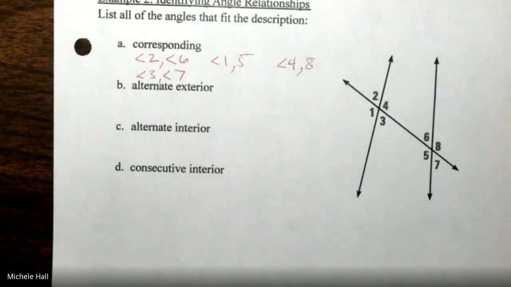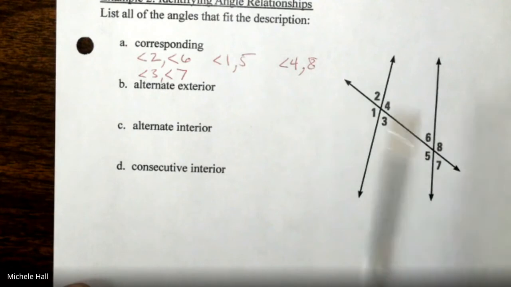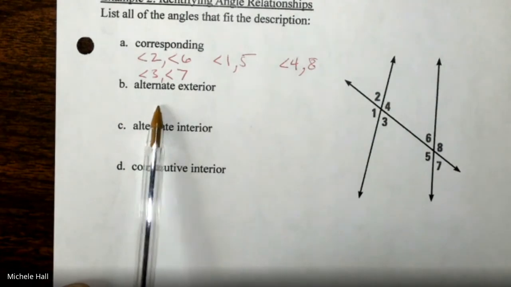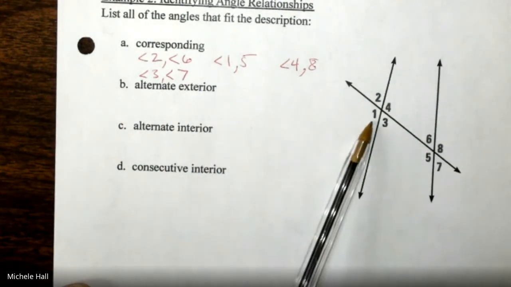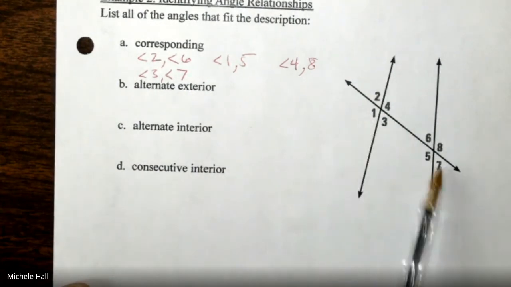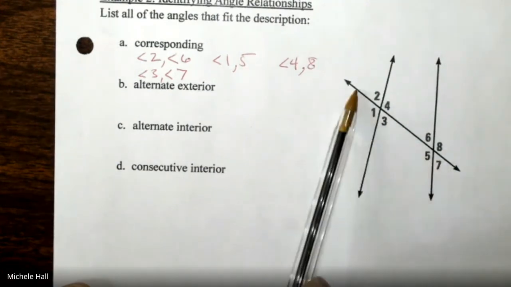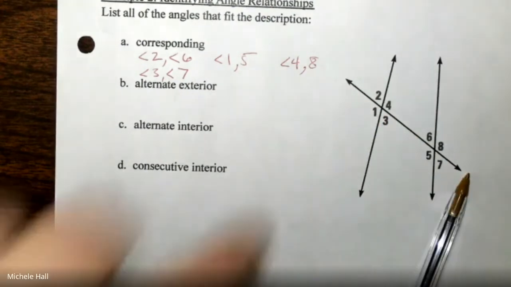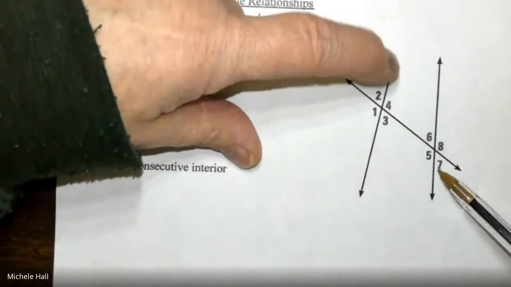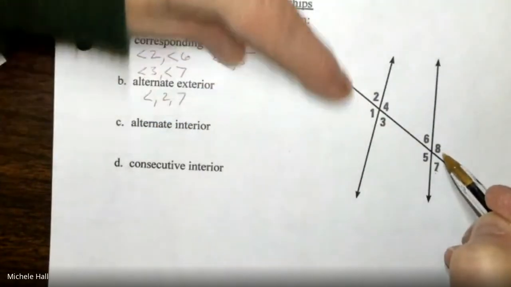Alternate exterior. Exterior. Am I going to be on the inside of these two lines or on the outside when it says exterior? I'm on the outside. So now I'm looking for 2 angles that are going to alternate and be on the exterior. Which one for angle 1 is on the outside? Which one would be alternate exterior in the second group? 7 is on the outside, but is it alternating across this line? It's going to have to be on the other side of that line. Yeah, 2 and 7, good, are alternate exterior. 2 and 7 work. And then 1 and 8 would be the other set.